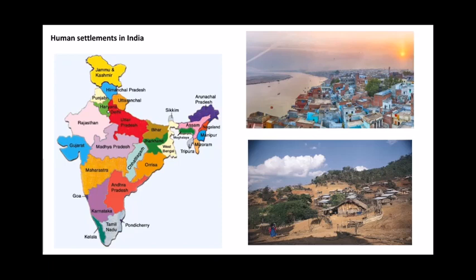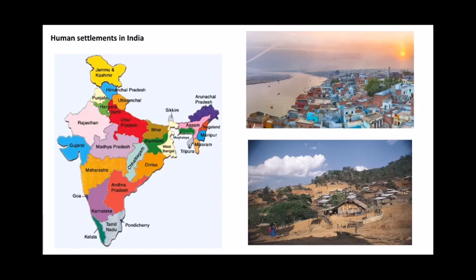Whereas we can see scattered or dispersed settlements in the tribal parts, in the central part of India. This is the central part, that is the peninsular area. We can see dispersed settlements far away.